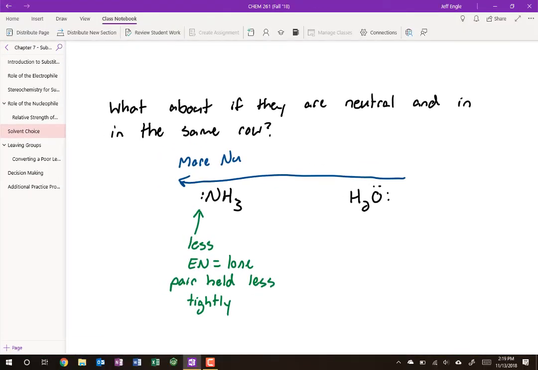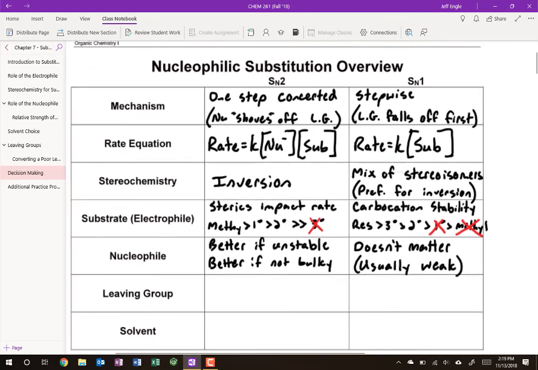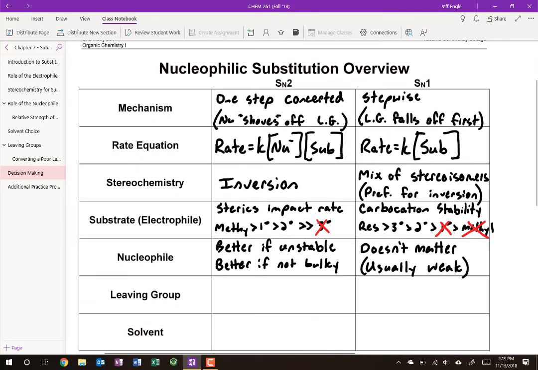So if we go to our decision-making flowchart, the things we have filled in so far are the most important. Arguably, the substrate is the first thing I look at. If the carbon with your leaving group is methyl or primary, we know it's likely going to be SN2, because those don't form good carbocations. Whereas if it's resonance stabilized or tertiary, we know it's likely going to be SN1, not SN2. The question is, what if we've got a secondary carbon? That could go either way because it's in the middle, right?